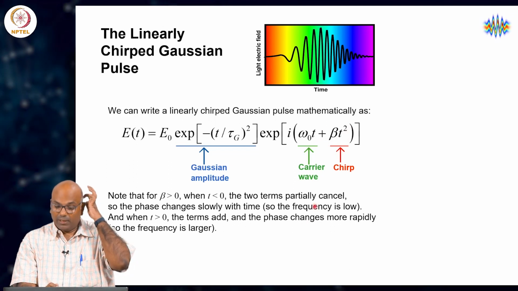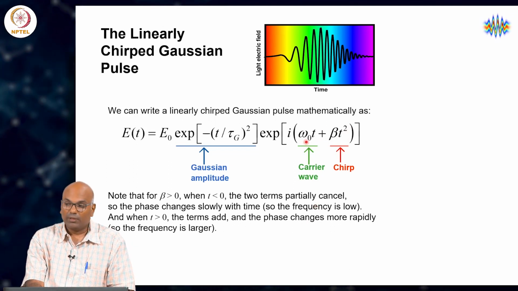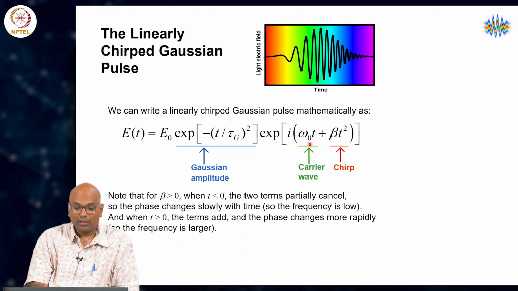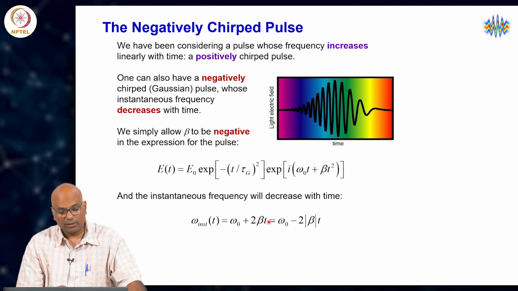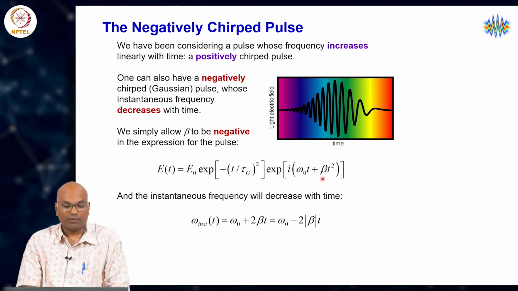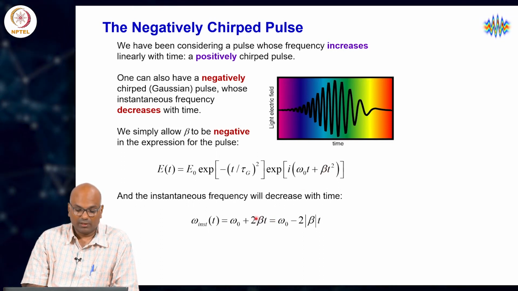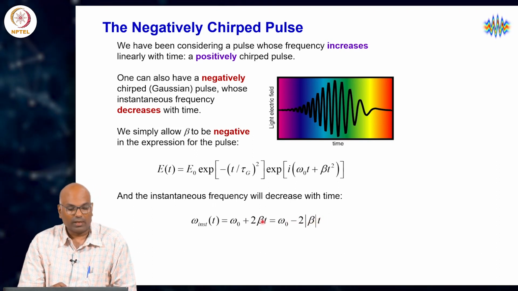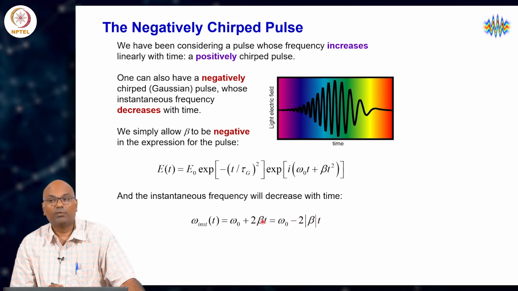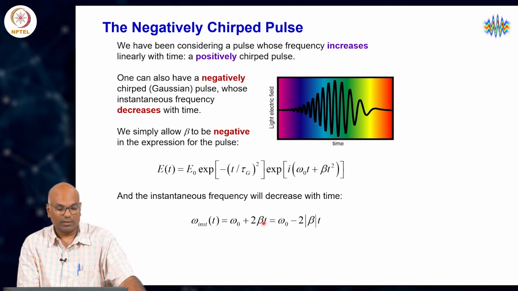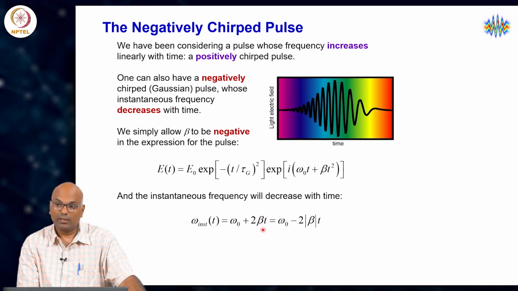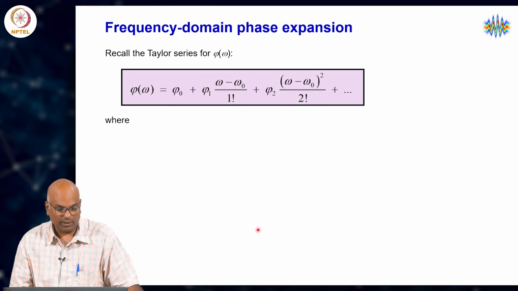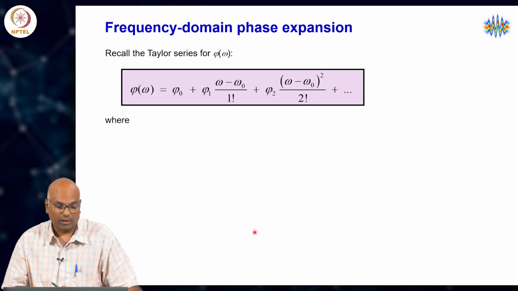Now, we call this chirp linear because the instantaneous frequency can be obtained by differentiating the argument of this complex exponential function, in which case we would obtain omega naught plus 2 beta t, or if beta is negative, omega naught minus 2 absolute value of beta times t. In either case the instantaneous frequency is what defines the order of the chirp. If the instantaneous frequency depends linearly on time, the pulse is said to be linearly chirped. If it has a quadratic dependence, it would be called a quadratic chirp and so on.